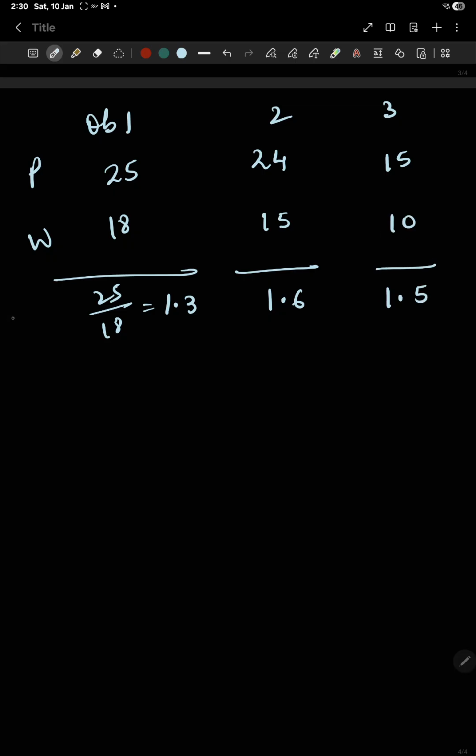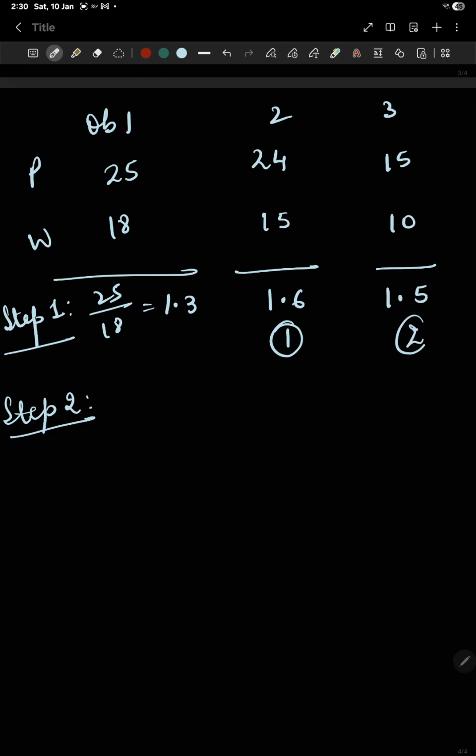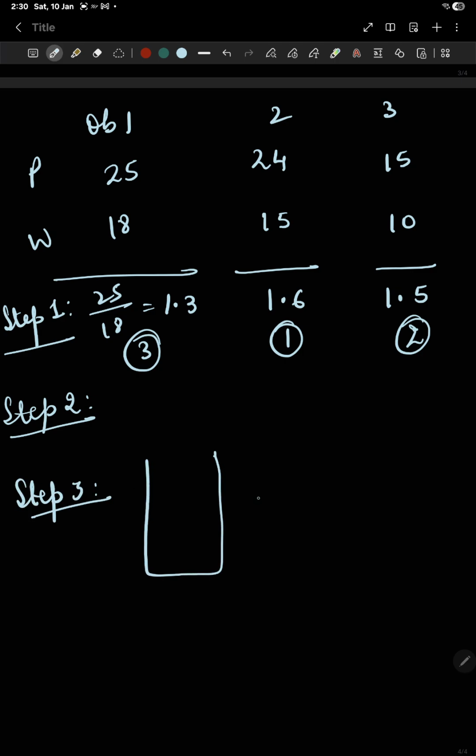Now this was step 1. Step 2 was to arrange in decreasing order. So this would be first, then this would be second and third, arranging in decreasing order. For step 3, you have to put the items one by one in the knapsack. The knapsack capacity was 20. So first you will put this, because its profit by weight ratio was 1.6.